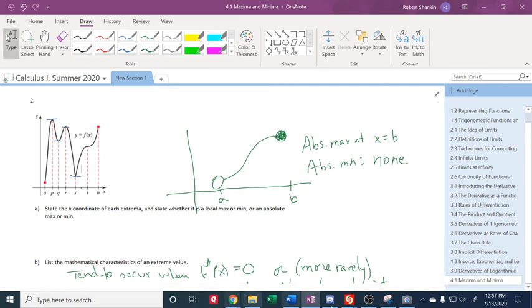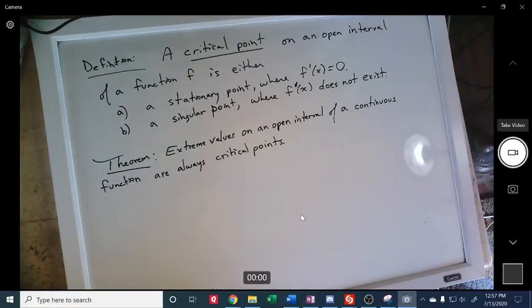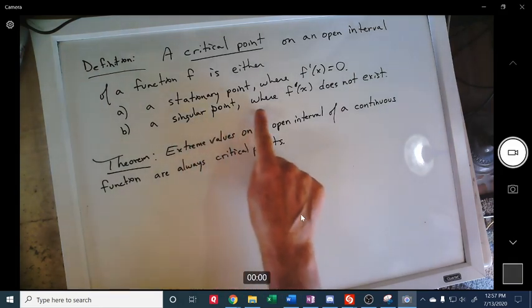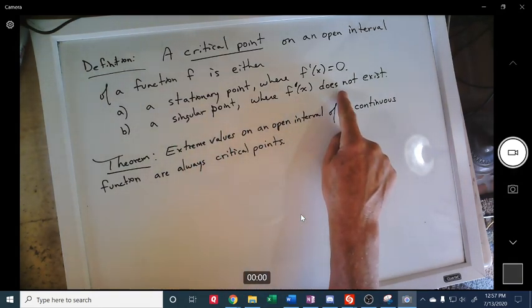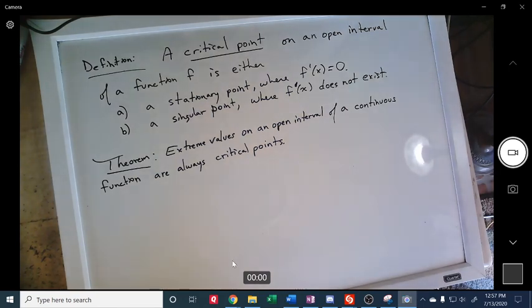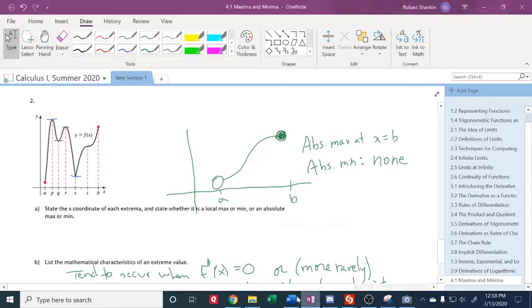And let's flip over to here. A critical point is either, and one of the options is where the derivative does not exist. So yeah, it is a critical point, and it's also an extreme value. It's a local minimum. So the point S is not the logical error. Good guess, but that's not it though. There's something else.